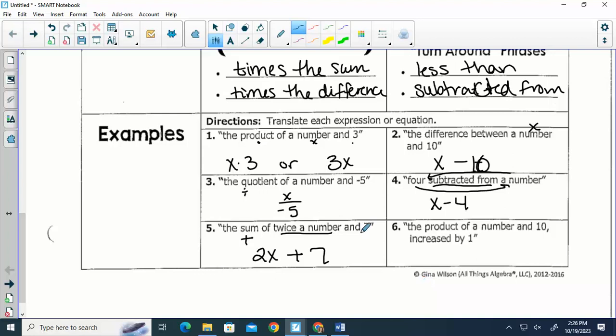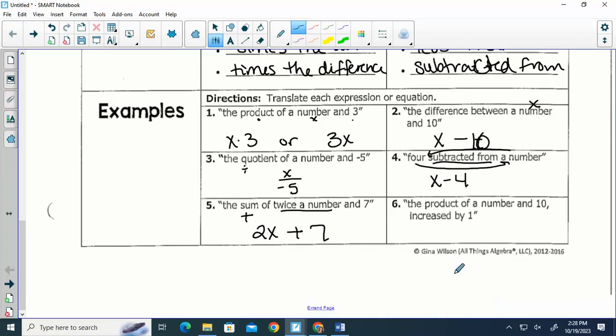All right. Why don't you guys try the next few? 6, 7, and 8. Give those a try. Let's check. Number 6, the product, which means multiply a number and 10. So you would write x times 10 or 10 times x, either way. Increase by means plus 1.